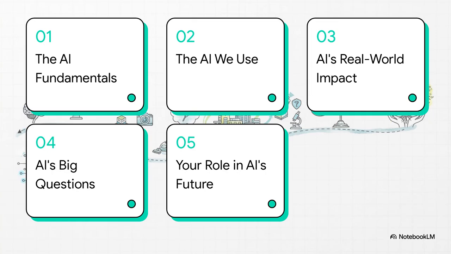So here's our game plan. First, we're going to lay the groundwork with the fundamentals of AI. Then, we'll see how that connects to the real world by looking at the AI tools you're probably already using. After that, we'll zoom out and look at the huge impact AI is having on society. And finally, we'll get into the tough ethical questions and talk about the role that you, me, all of us play in what comes next.